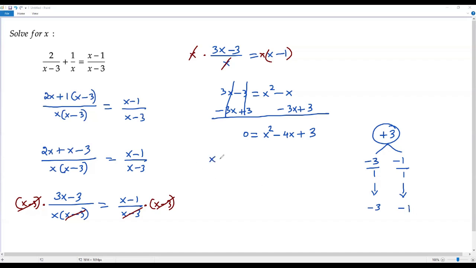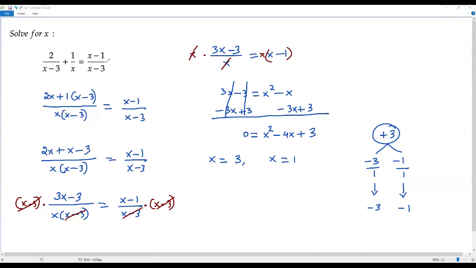Okay, now to get the two values for x, I have to change the sign of these two factors. Let me consider the first factor. It's already negative. If I change the sign, I'm getting 3. So the first value of x is positive 3. Now to get the second value of x, I have to change the sign of this factor. It's already negative. If I change the sign, it will become positive.